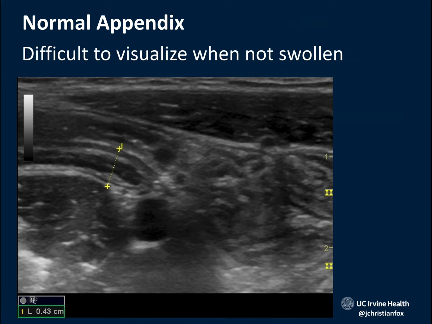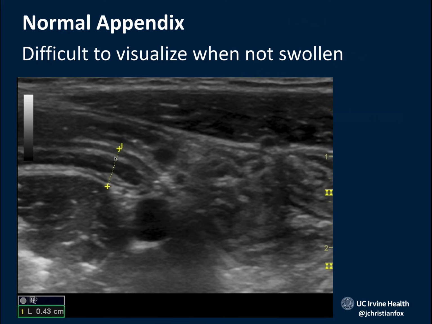Now, talking about the appendix, boy, the normal appendix is difficult to see when it's not very swollen, and so the idea is to compress the abdominal wall musculature, seen here, all the way down as far as possible, so that the psoas muscle, seen here, here's an iliac vessel, the psoas is going to sandwich the appendix between the psoas and the abdominal wall musculature. And sometimes you'll get lucky and you'll see a normal-looking appendix here.